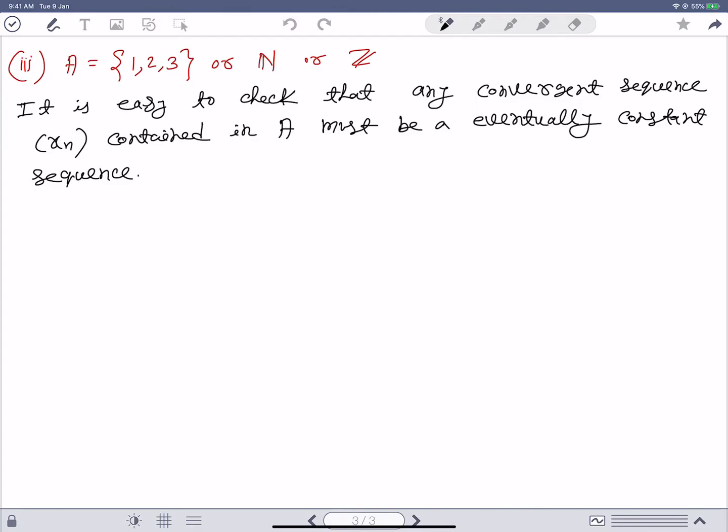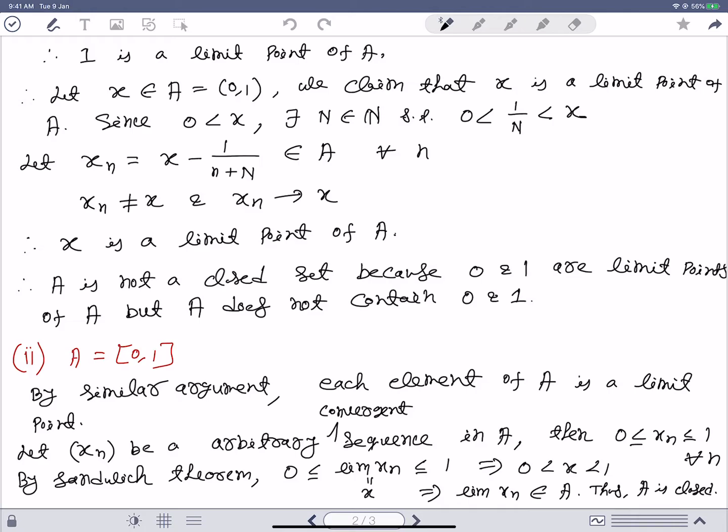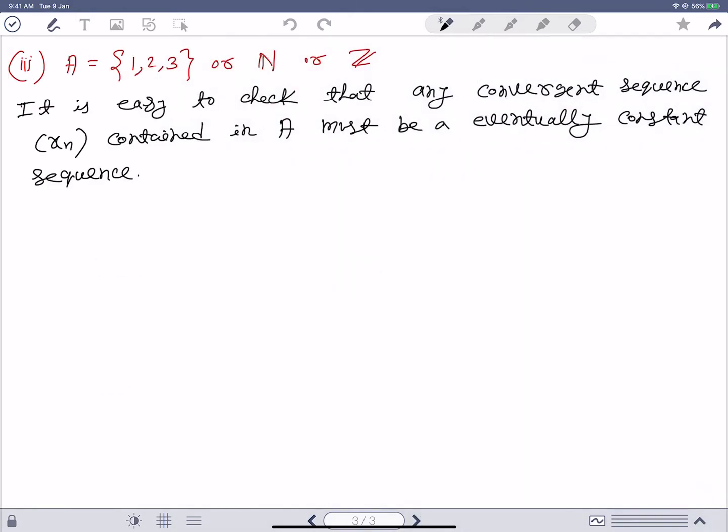You can easily check that by the definition of convergence and by assuming epsilon equal to say half or 1 by 3. That means whenever you have a convergent sequence in A, that sequence should be eventually constant, that is, after some stage all the elements should be the same. But what is the definition of a limit point? We need a convergent sequence where each term is not equal to x and xn converges to x. But if my set A is this, then there will be no such sequence.